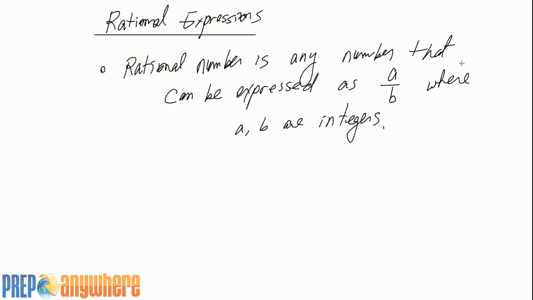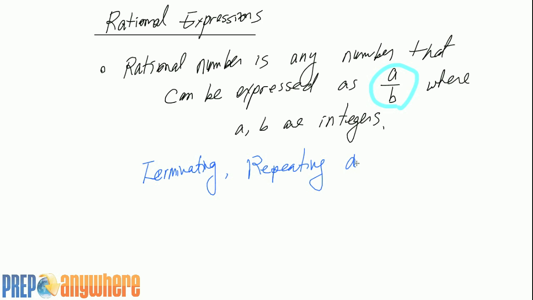A rational number is any number that can be expressed as essentially a fraction, but make sure your fraction is just integer over integer. So 1 over 3 is a rational number. 1 over 4 is a rational number. So it's not as simple as a terminating decimal. In terms of decimals, it's terminating and repeating decimals. Okay, repeating decimals are rational numbers.